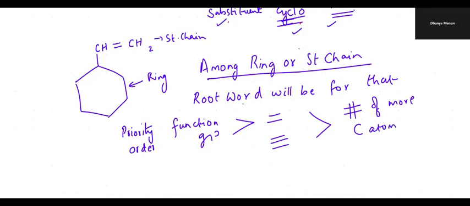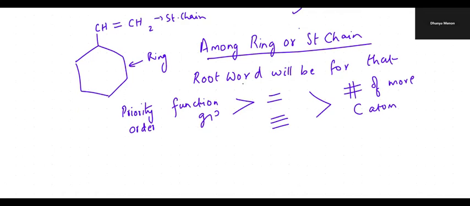So, how will you choose the root word if you have a confusion among ring and straight chain? If there's a ring and a straight chain together like this, how will you choose the root word? If anyone has a functional group, that can become the root word. If functional group is not there, check for double and triple bond. If they have double and triple bond, end of the story, that will be the root word. If they don't have double or triple bond, go with carbon atom. If more carbon atoms, that will become the root word.